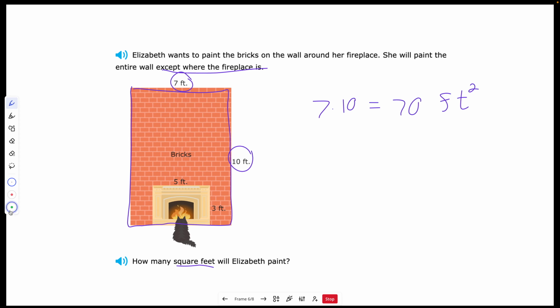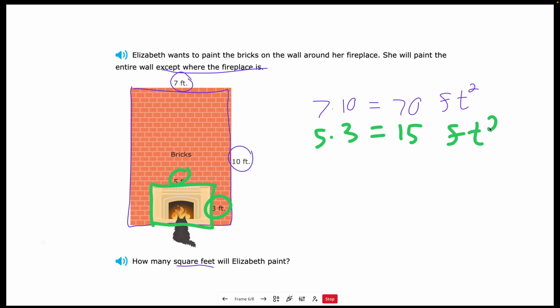But now, let's look at the fireplace on its own. So the fireplace is also a rectangle, and that would be a 5 by 3 rectangle, so 5 times 3 is 15 square feet. And now, remember, she wants to paint everything except for the fireplace. So we're just going to subtract. We're going to do the 70, which is the whole wall, minus the fireplace area, which tells me that she's going to have to paint 55 square feet. Final answer.